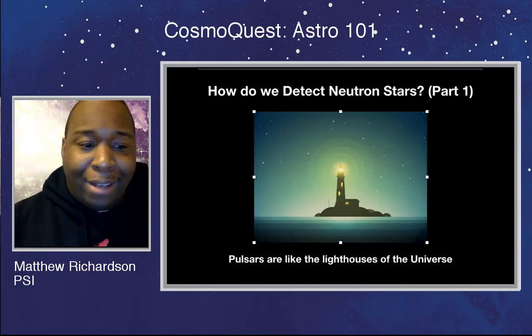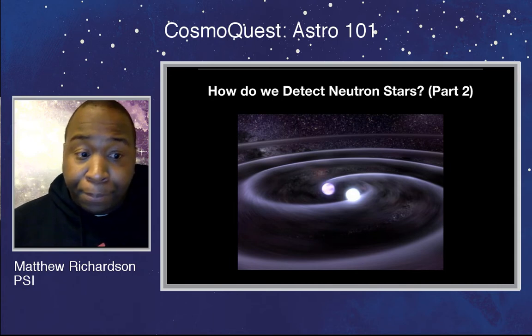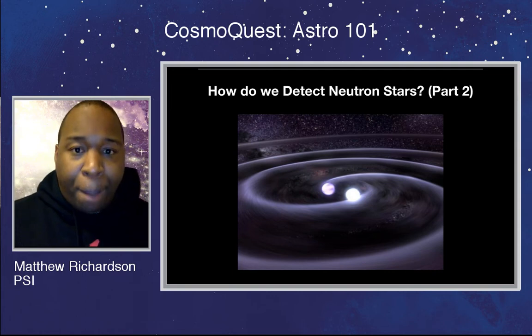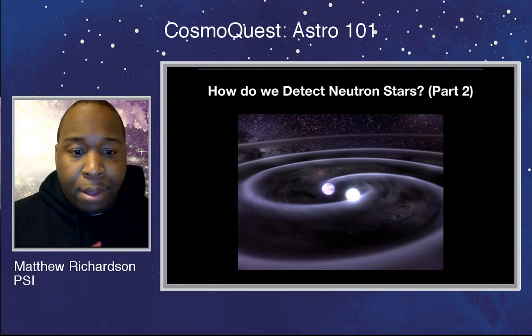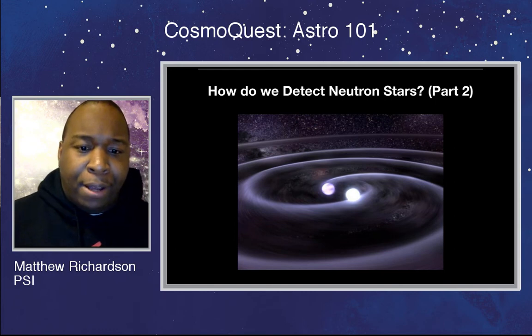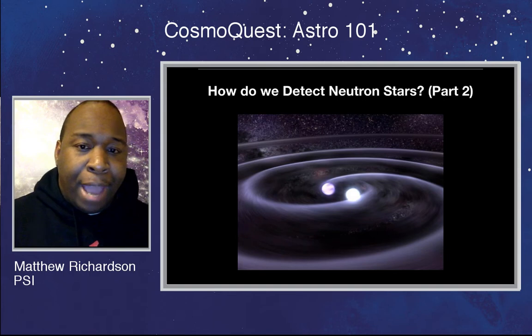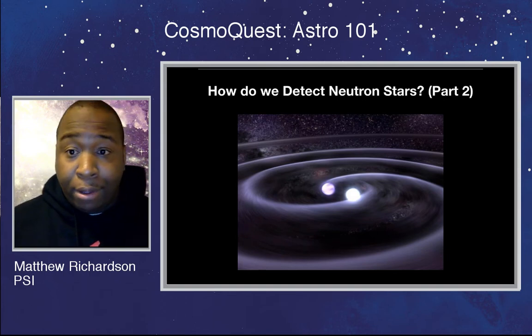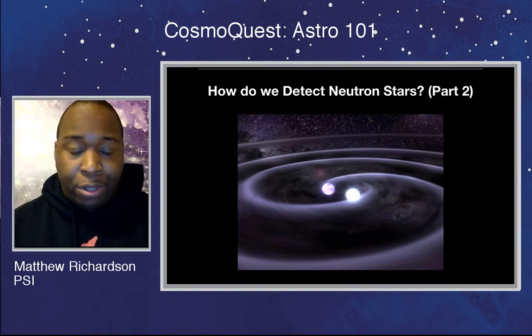And the other means of detecting it, of course, is if it lies within a binary system. Interactions between the neutron star and its companion will change the radiative properties of the light coming from the region surrounding the binary star system. And I think the typical interaction would more than likely be mass being accreted from the companion onto the neutron star.